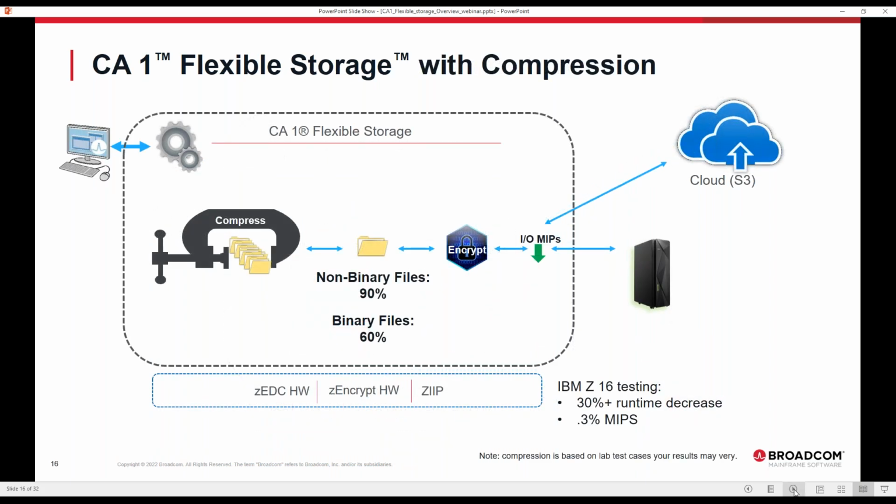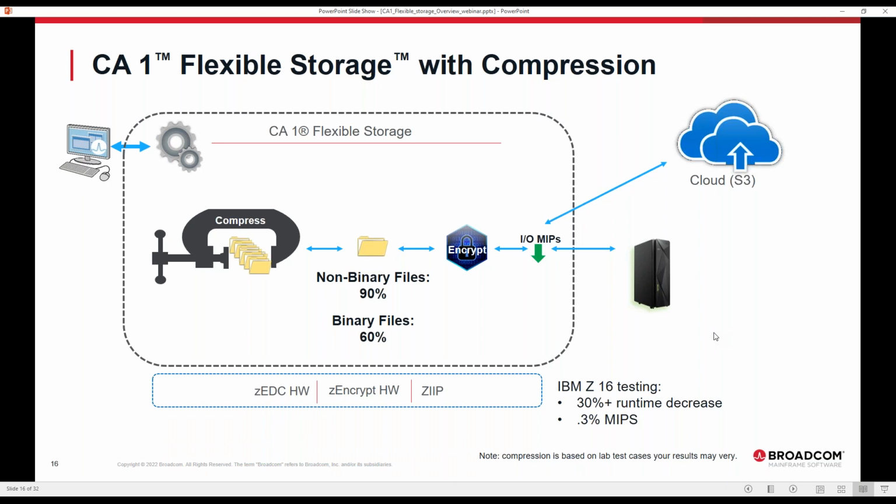Now, I want to make a note about compression because this was a unique result that we saw in the lab. And I think you'll also see this benefit. By selecting the optional compression, we were seeing in our test results that non-binary files would compress down about 90%, binary files down about 60%. This means that on average, we could compress a file down about 75% before writing it out to a storage device, whether that was the cloud or whether that was a physical attached device. This means that there was a lot less IO that had to take place.